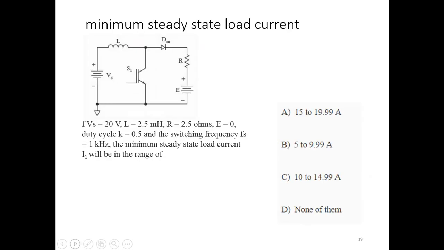Now, the minimum steady state load current: they are giving a particular case, asking. Vs is given there, R and L are given, F is there, the duty cycle is given, and the frequency is 1 kilohertz. The minimum steady state current, you are asked to find I1, you should find out the I1.